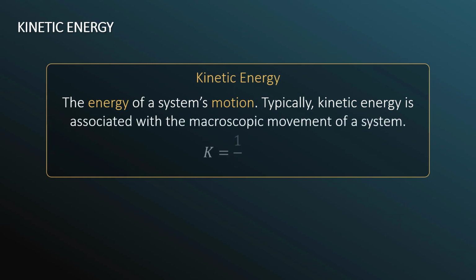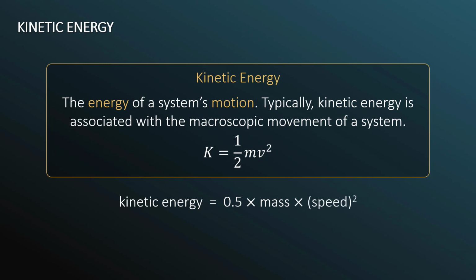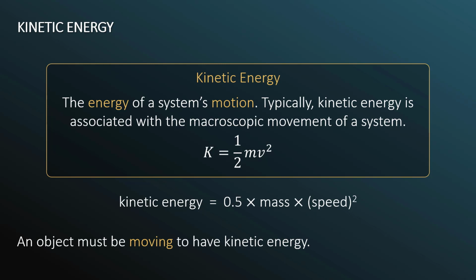Typically, kinetic energy is associated with the macroscopic movement of a system, and kinetic energy is simply equal to 1/2 the mass of that system multiplied by its speed squared. Notice it's a scalar quantity, so kinetic energy is 0.5 the mass times the speed squared. An object must be moving to have kinetic energy. You can't have kinetic energy if you're not moving, so it is the energy of motion. The faster you're moving, the more kinetic energy you have. And again, if you're not moving at all, you don't have any kinetic energy.